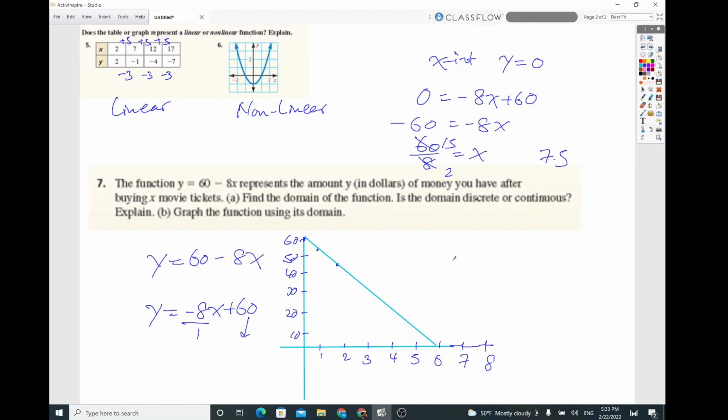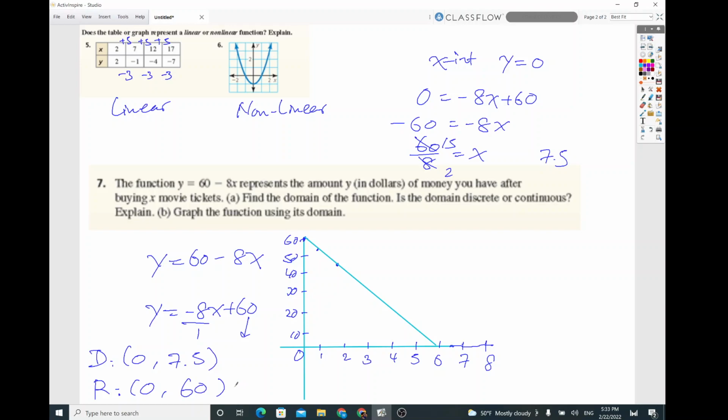Okay? So once we find the x-intercept, 7.5, that means the domain is from 0 all the way to 7.5. And then another thing is to find the range. Well, the range is pretty obvious, the possible y values. So this one is from 0 to 60. When all the money's gone buying all the tickets, it's going to be $0. Okay, so from 0 to $60.